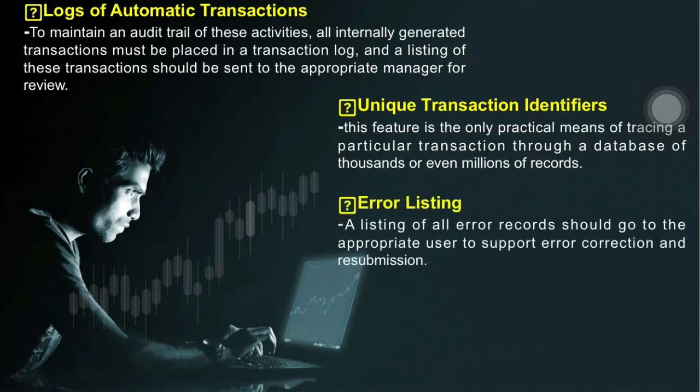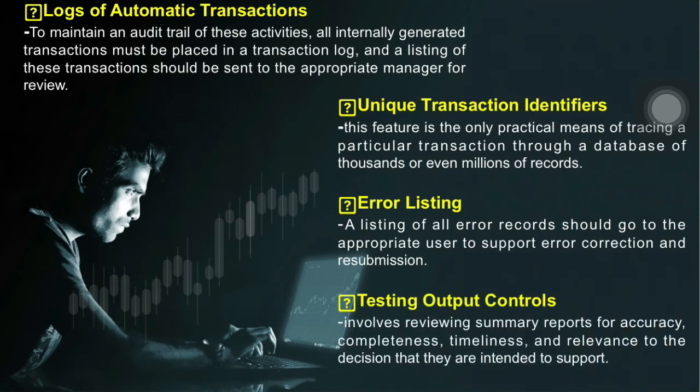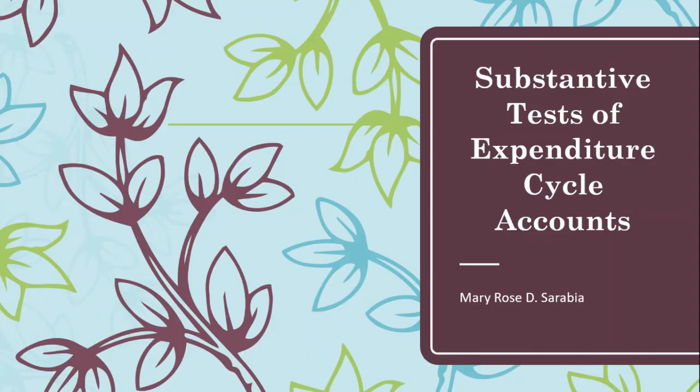Error listing. A listing of all error records should go to the appropriate user to support error correction and resubmission. And the last one, testing output controls, involves reviewing summary reports for accuracy, completeness, timeliness, and relevance to the decision that they are intended to support.